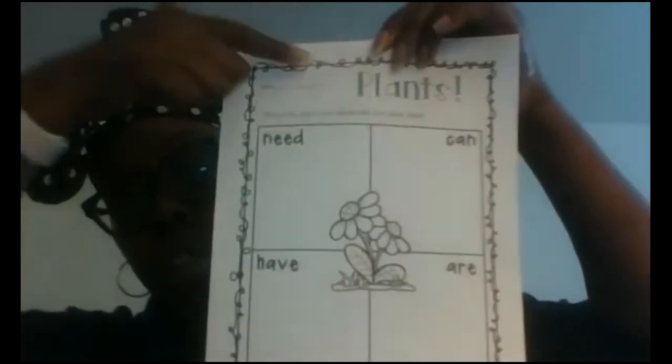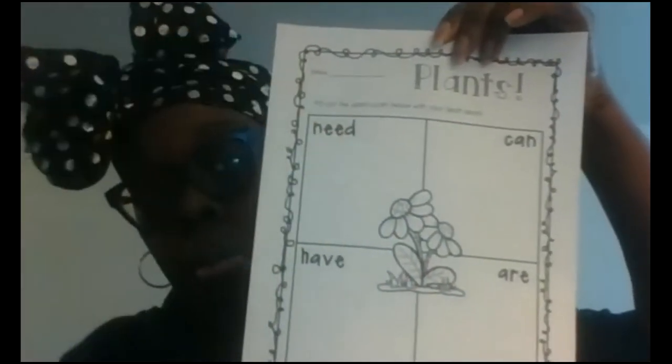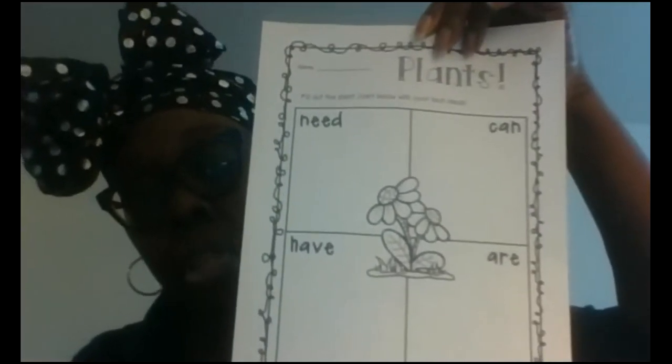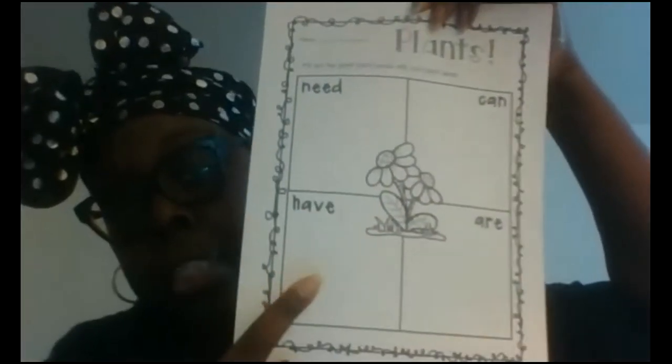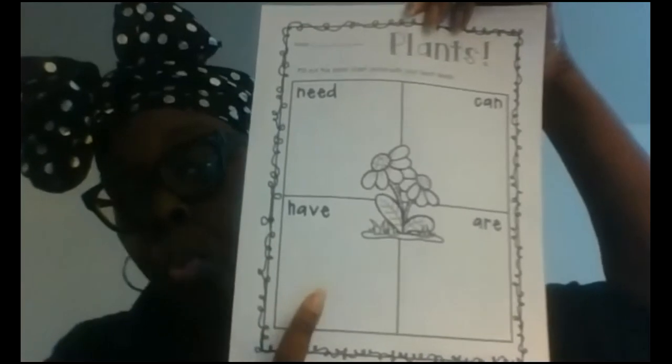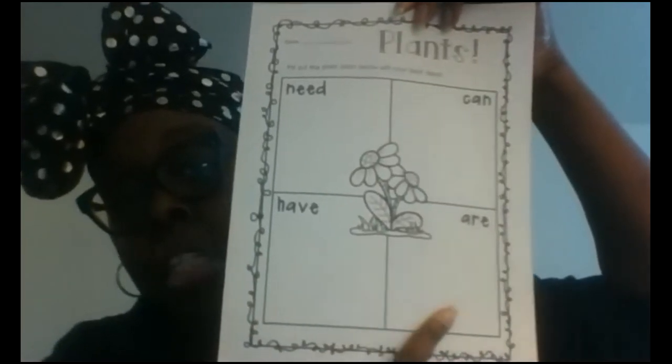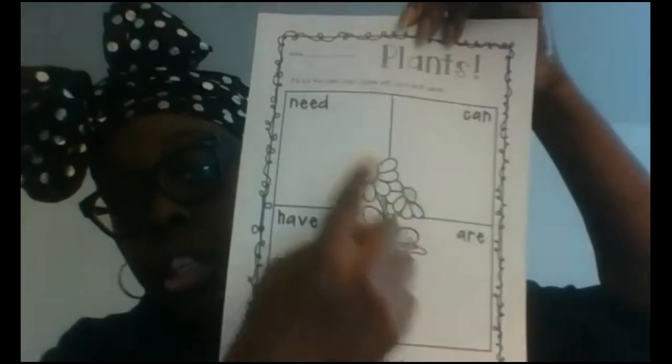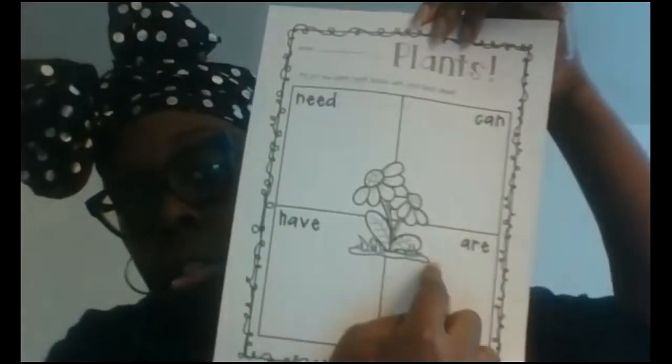Okay, so one of the things that we are going to do for our science is a graphic organizer this week, okay? So today, what I want you to fill in is the needs column. What do plants need? What can plants do? That could be our tomorrow column. What do plants have? That could be our Wednesday column. And Thursday, plants are what? So we're going to fill in our 4 boxes about plants.